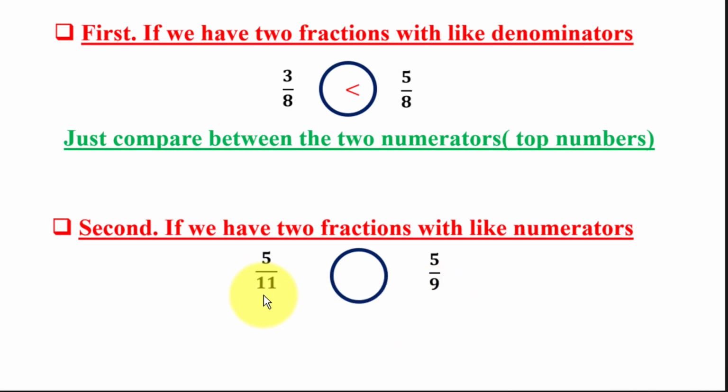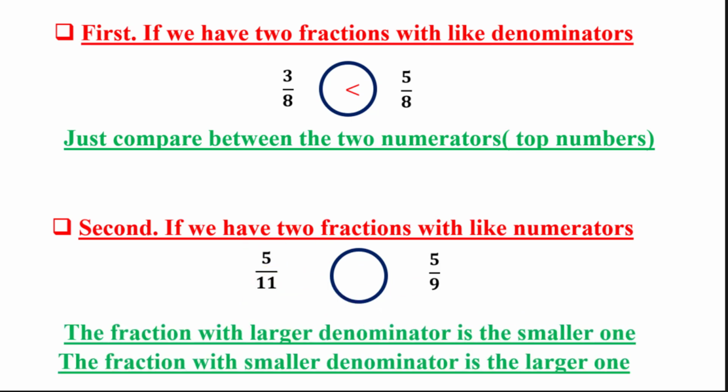9 is smaller than 11, so 5 over 9 is greater than 5 over 11. So we will write here less than. The fraction with larger denominator is the smaller one, and the fraction with the smaller denominator is the larger one. Okay, you can inverse the rule here. Now we will write here less than.